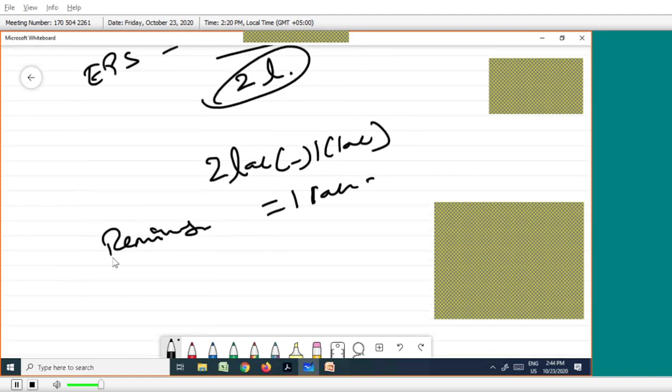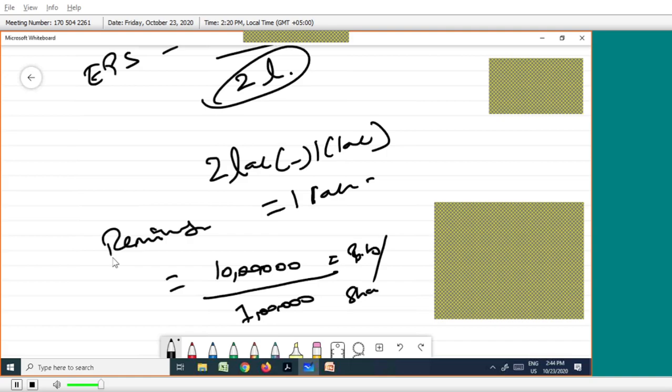Now next year also, the same 10 lakh profit for my company, and the number of shares is only 1 lakh. So 10 lakh divided by 1 lakh equals 10 rupees per share.